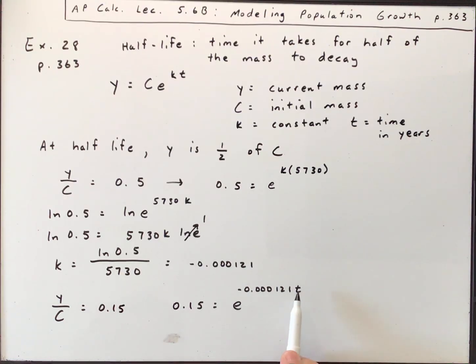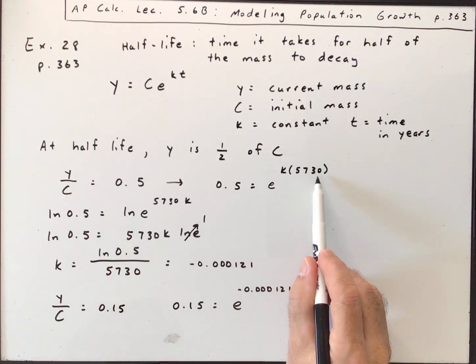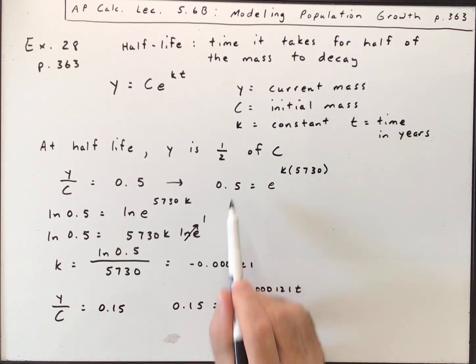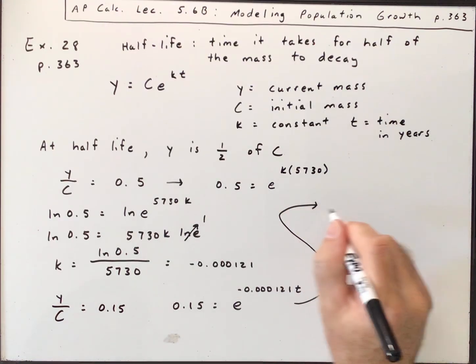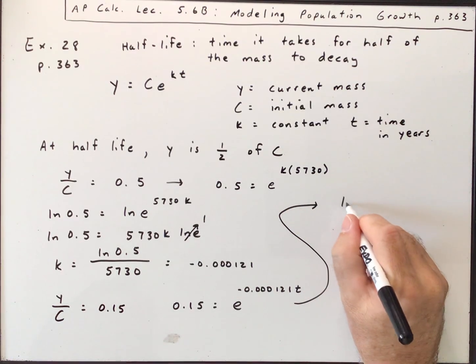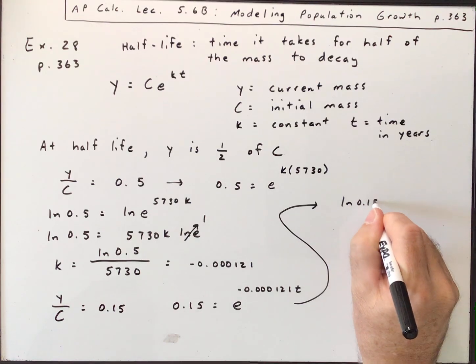And then we want to know, excuse me, I misspoke a minute ago. We want to know how long it takes to get to 15%. Well, we know it's going to take a lot longer than 5,730 years, because that's how long it took to get to half its mass. We're going all the way down to 15% of its mass. Okay, so I'm going to move this up here. So let's take the natural log of both sides.